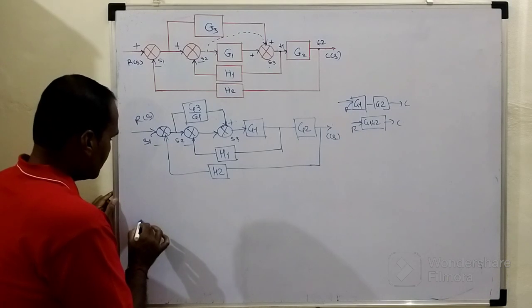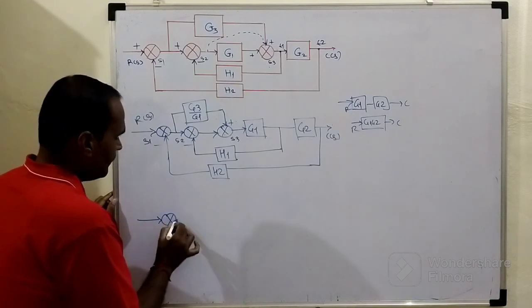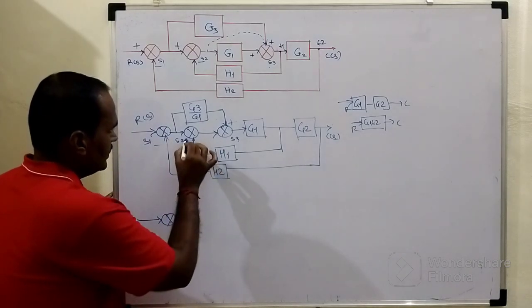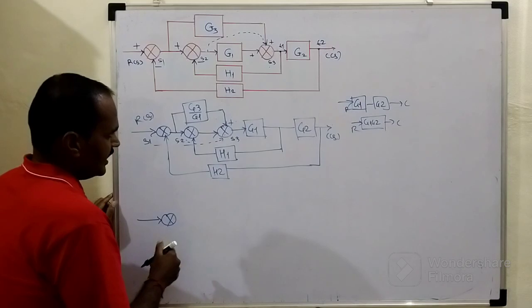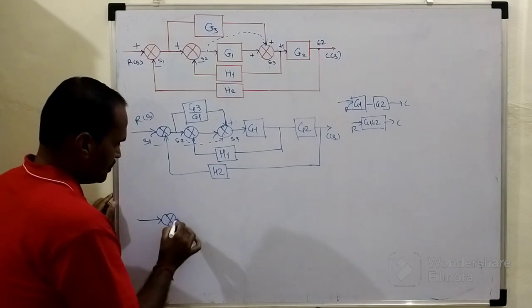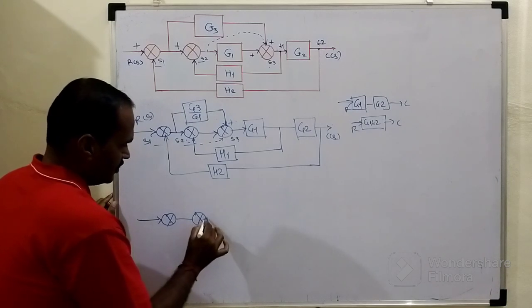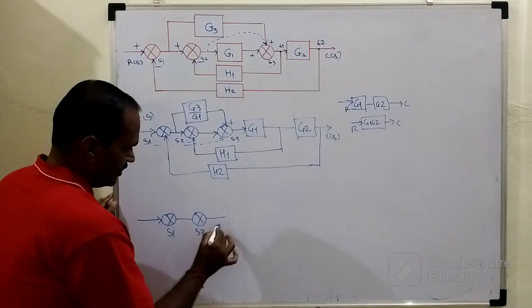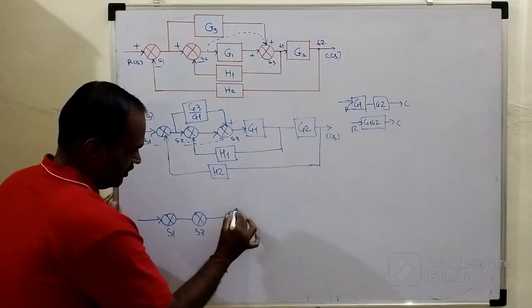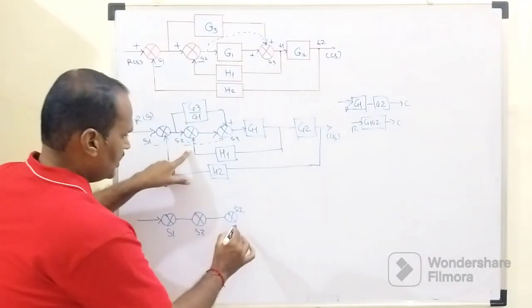Here I will draw step number 2. This is the summing point number 1, right? Then this summing point number 2 is shifted to the position at which the summing point number 3 was shown. So by default, this is summing point number 2, this is summing point number 1. Now this is summing point number 3, and this is summing point number 2.